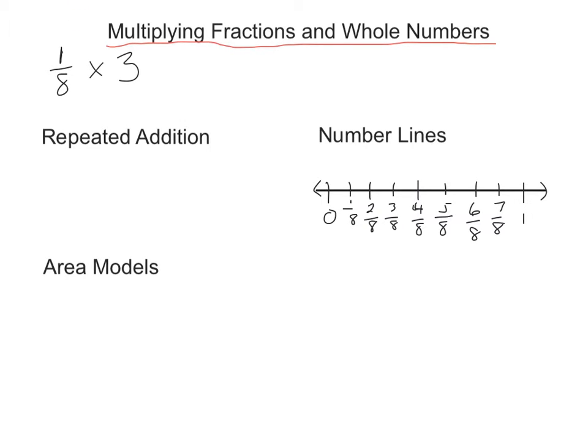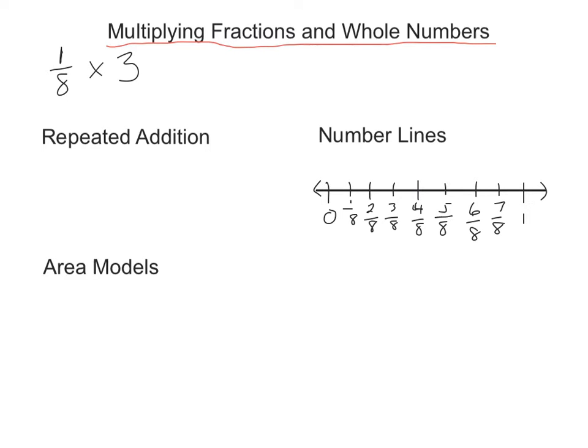And a unit fraction is like 1/8, where you have 1 as the numerator. So it's just one piece of the whole. That's what a unit fraction is. And I know you guys had that. So if we want to multiply 1/8 times 3, we can use 3 different methods. We can use repeated addition, we can use number lines, and we can use area models. And I'm going to show you each one of those.